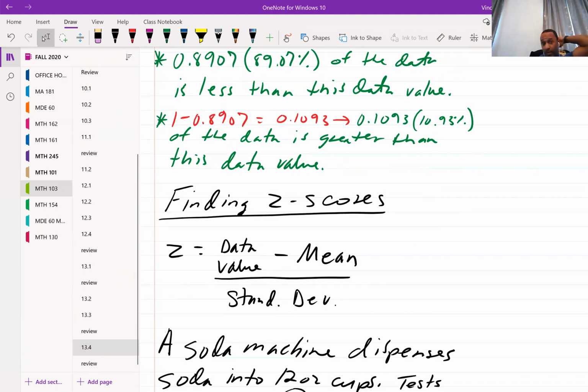All right, so to calculate our z-scores, we will take the data value that they give us, subtract the mean from it, and then divide it by the standard deviation. So that's our formula: data value minus the mean, divided by the standard deviation.